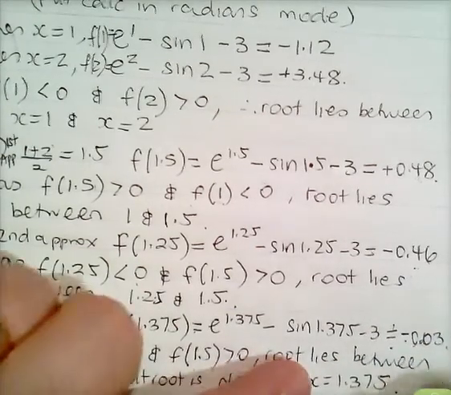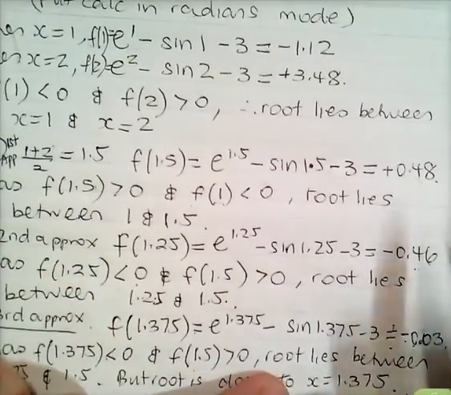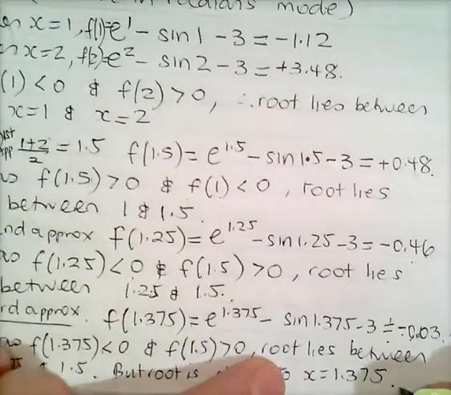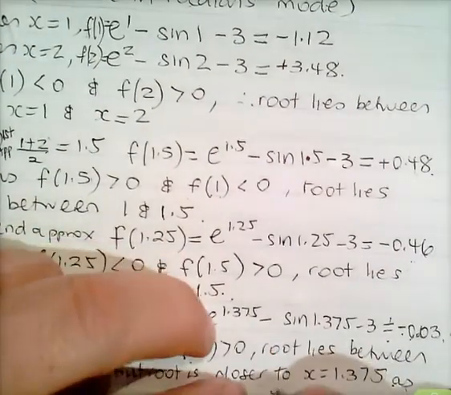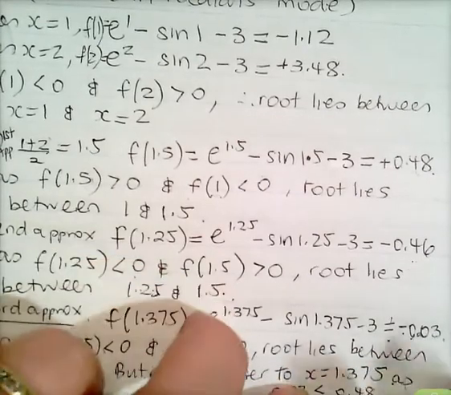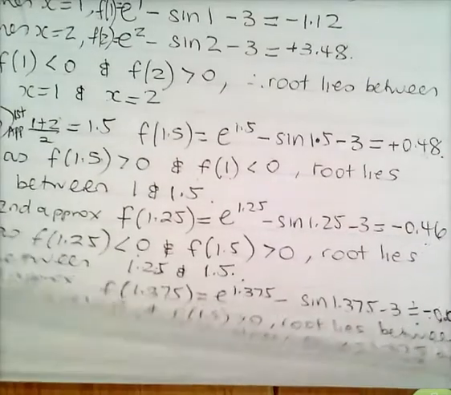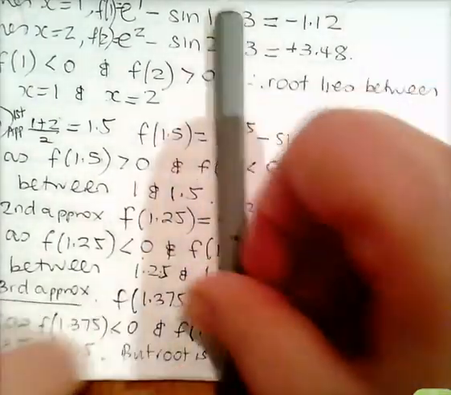That's because 0.03 is closer to 0 than 0.48. I'll just put 0.03 is less than 0.48. And that's the end of that question, question 11.